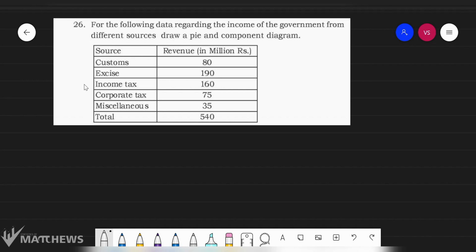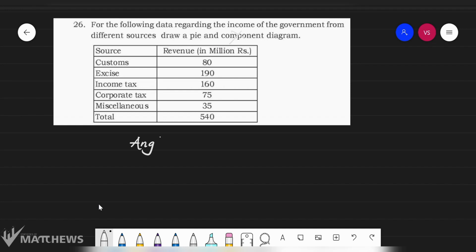Okay, see the question is on the screen, students. For the following data regarding the income of the government from different sources, draw a pie and the component diagram. Just forget for time being, let's not think about component bar diagram. Okay, we only will draw a pie diagram, students. Now to draw a pie diagram, one thing is important for us, we need to find the sectors, or we should call them as the angles. Is it right? We need to calculate the angles.